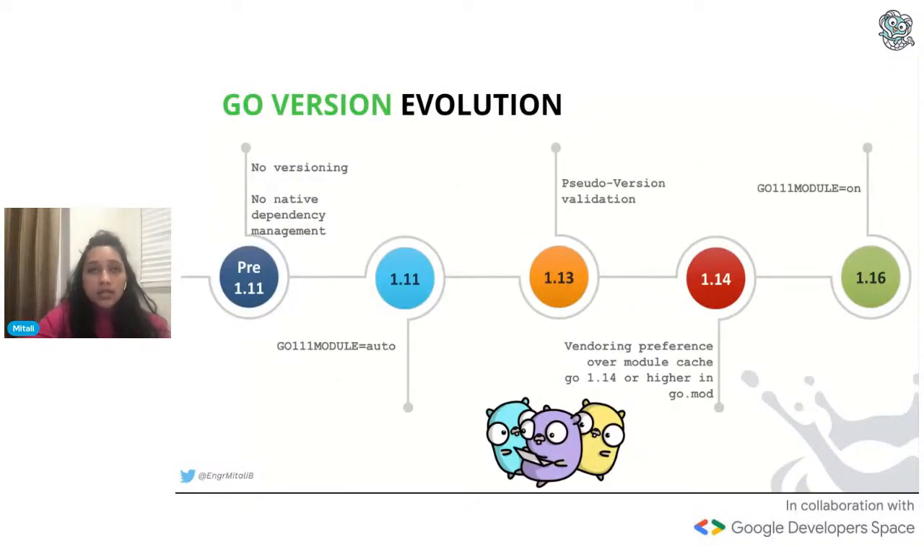Now, last but not the least, recently in February, Go 1.16 was introduced. Before that, Go 111 module was always set to auto. That means whenever you are working in the Go language, and you have a go.mod file, it will always work in module-aware mode. But with Go 1.16, it will be on by default. That means it will always be on. And there are some good features that have come to Go 1.16.